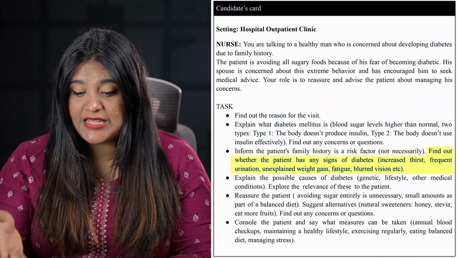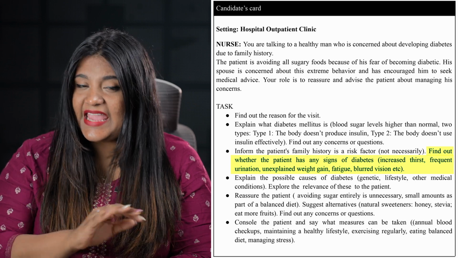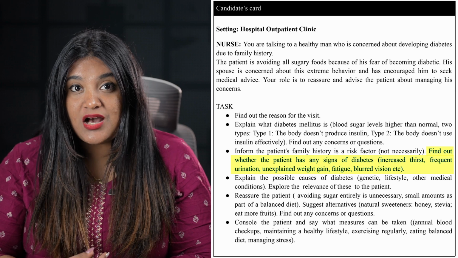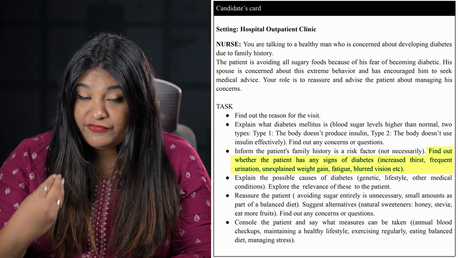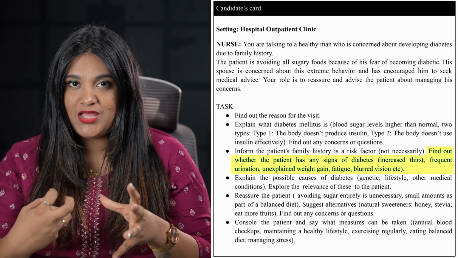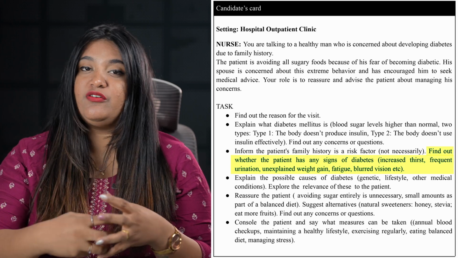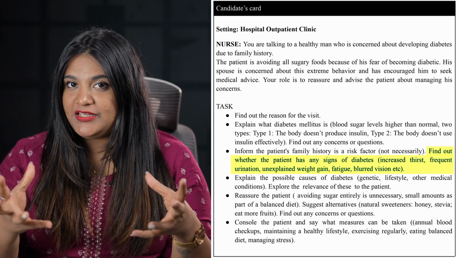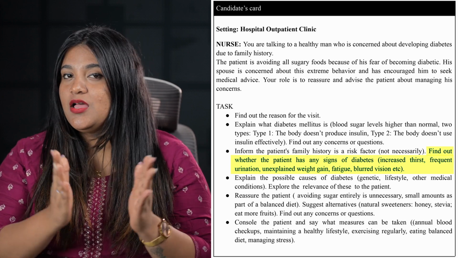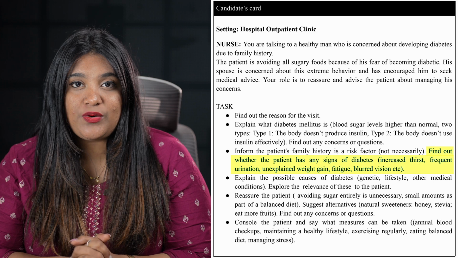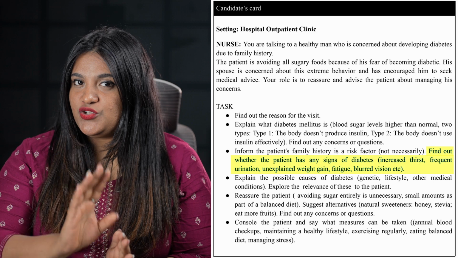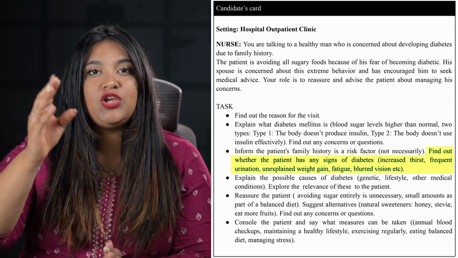Now your next point is to find out whether the patient has any signs of diabetes like increased thirst, frequent urination, unexplained weight gain, fatigue, blurred vision, etc. So this is information gathering which comes right after information giving. So since these are two types of things, you need a signposting statement in between. You can try something like, moving on, I would like to ask you some questions to understand whether you have any signs of diabetes. So may I? So you signposted and you took permission. You're going to ask the questions.